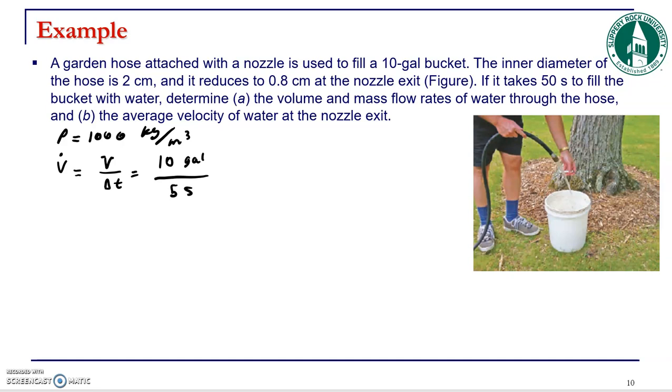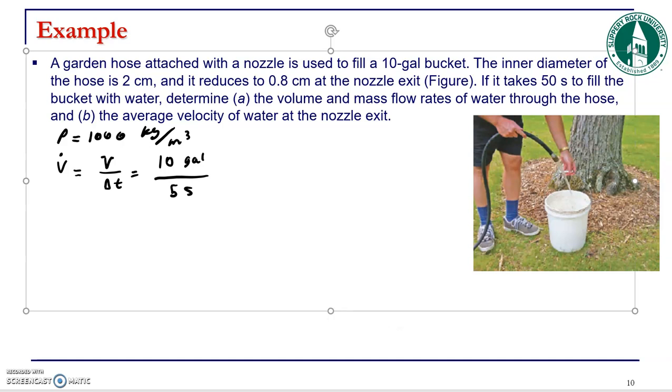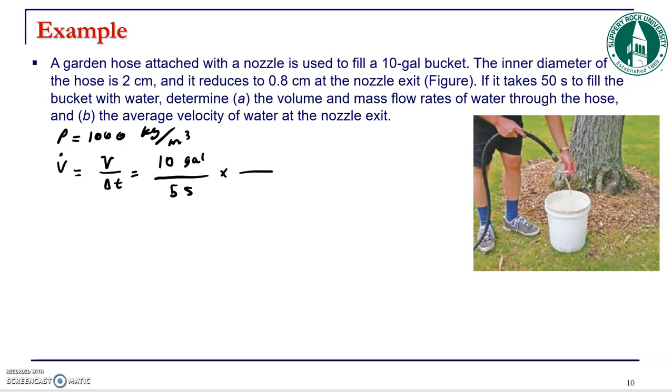50 seconds. But if you want to convert it to liter per second, reported in that unit, we need to do the conversion. And what we can say is each gallon of fluid is equal to 3.7854 liters. And if we do that, then the result is 0.757 liter per second. So that's our volume flow rate.